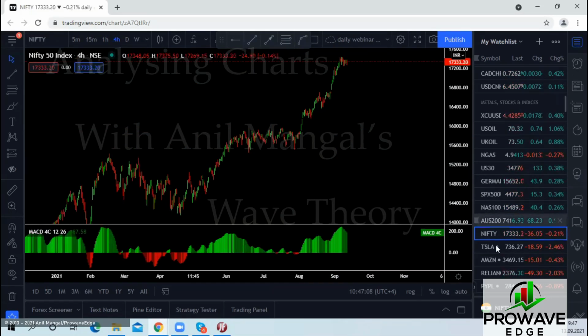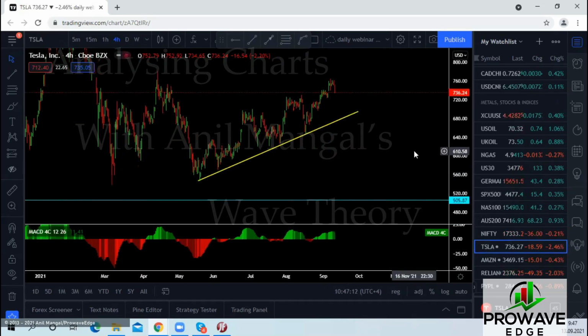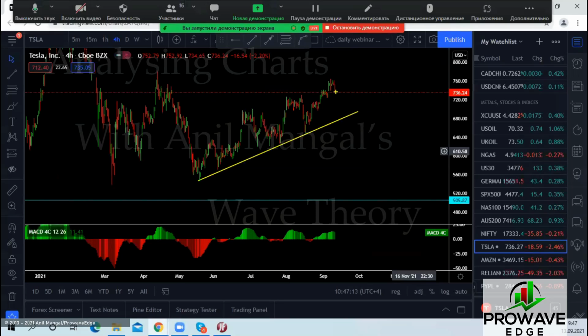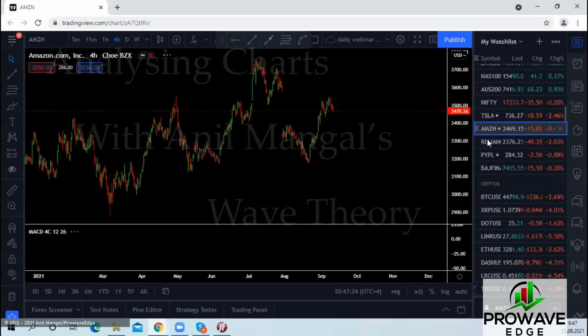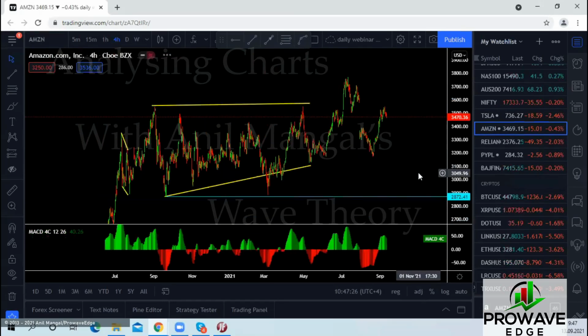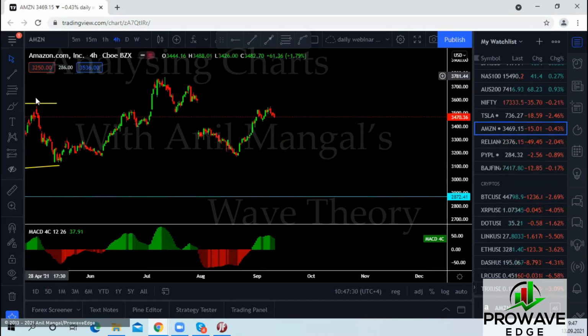Nifty, flag buy. Tesla. Look for a sell. You get a flag, sell it. You get a flag here, sell this to the downside like this. Amazon. Wait for a setup. We don't have anything right now. And on the 1 hour, you don't have anything.